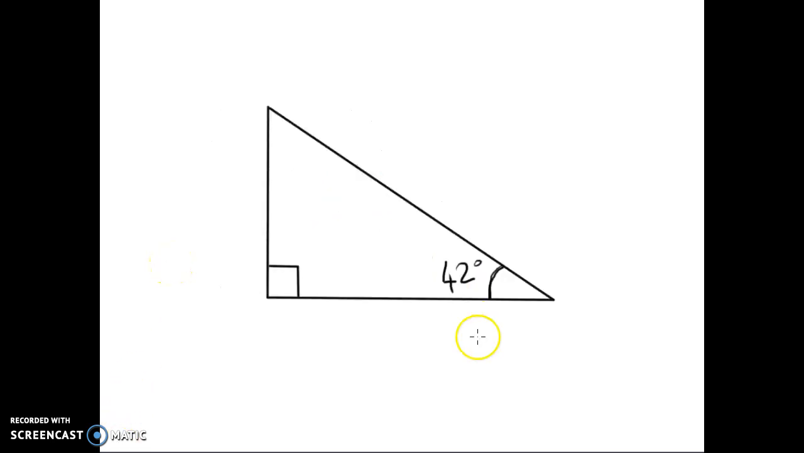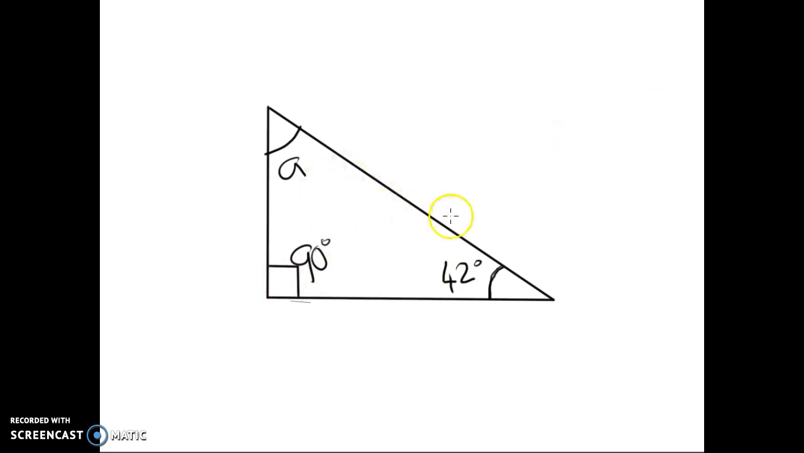Sometimes you'll be given a triangle like this, where we're given an angle, got this little thing down here, and we need to work out this one, which I'll call A. Again, we should be able to realise that this tells us that this is a right angle in a right-angled triangle, and that's 90 degrees.